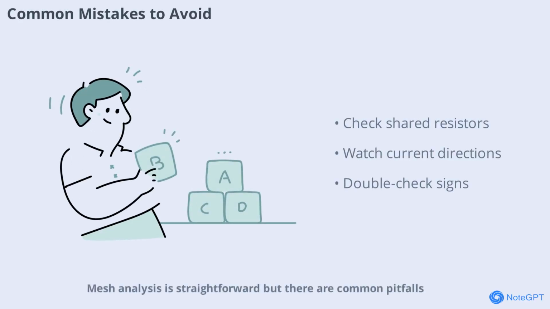Mesh analysis is straightforward, but there are common pitfalls. Forgetting to account for shared resistors, mixing up current directions, or making sign errors in KVL equations can lead to incorrect results. Always double-check your mesh assignments, current directions, and the signs in your equations. With careful attention, you'll avoid these mistakes and get accurate solutions every time.